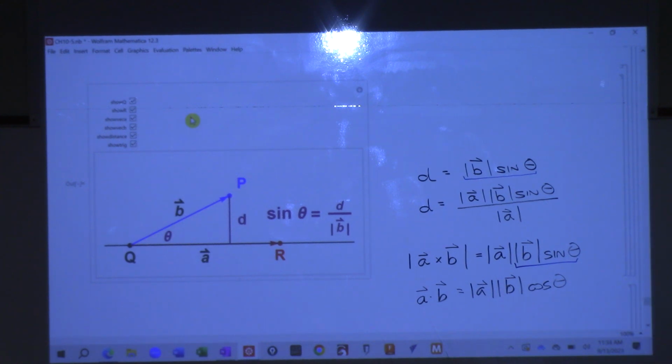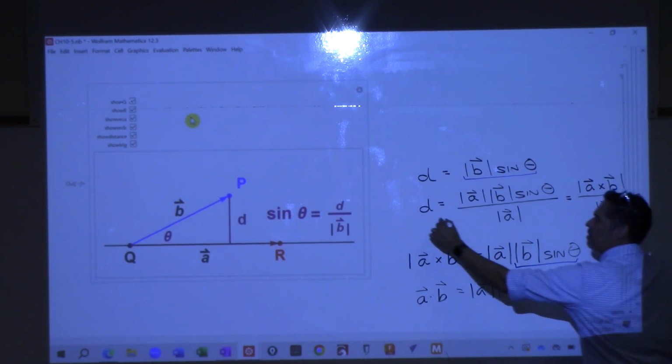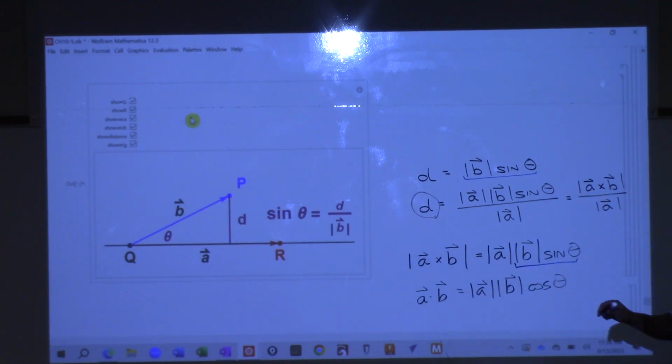But now what's the top? The magnitude of the cross product, right? So this can be rewritten as the magnitude of the cross product of those vectors over the length of the vector A. And now you have a formula for D that requires no information about theta. Pretty cool, right?